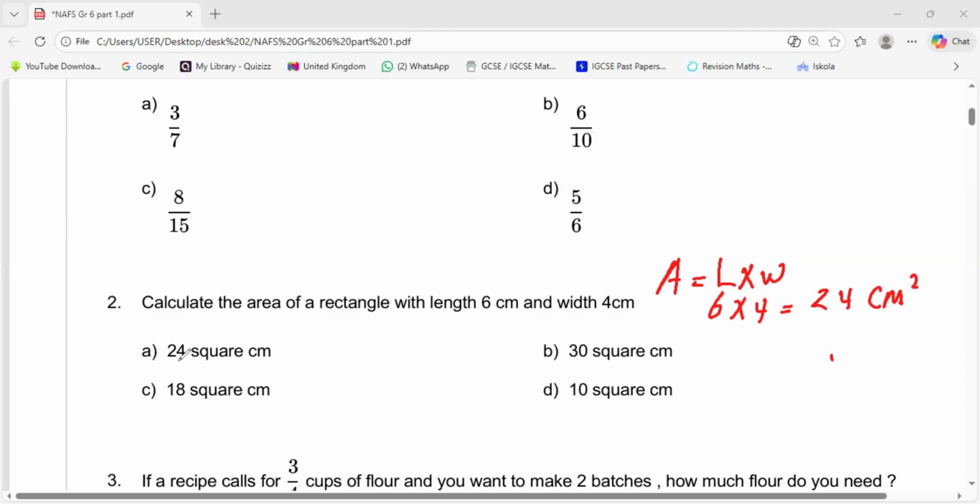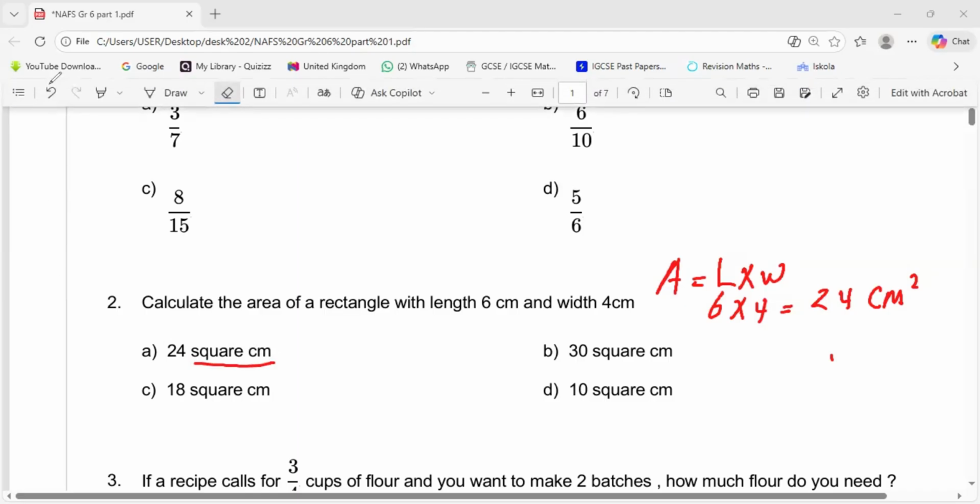Here is 24 square centimeter. This means centimeter power 2. Square means power 2. The next one.